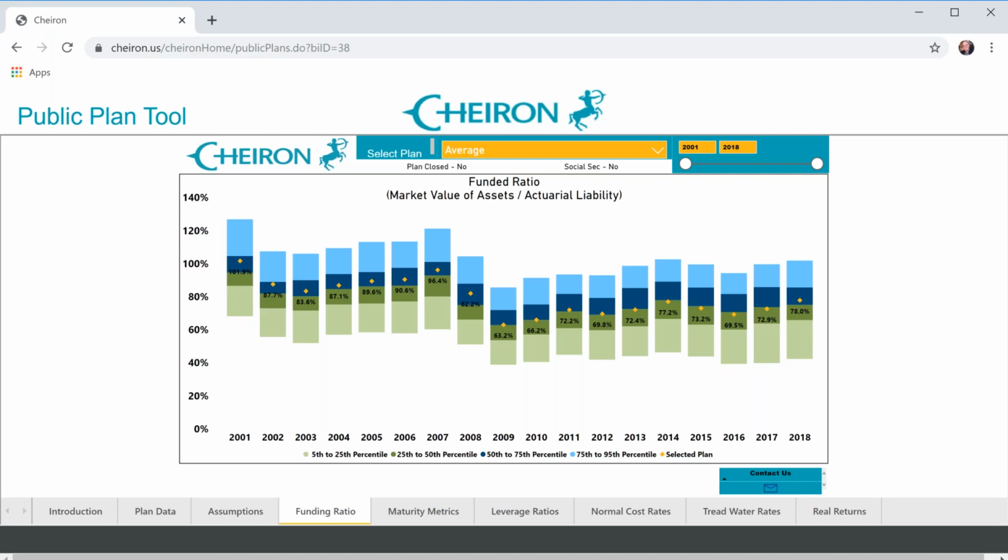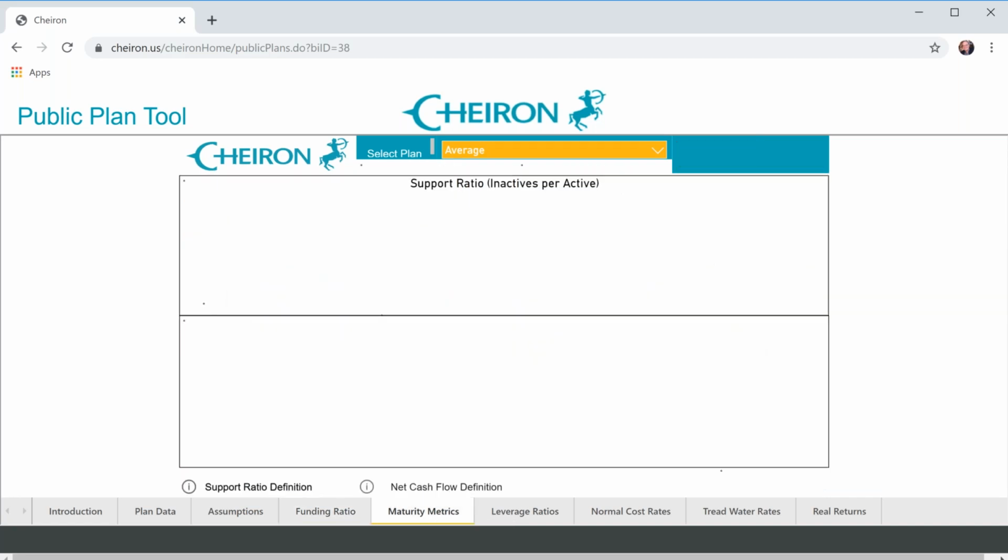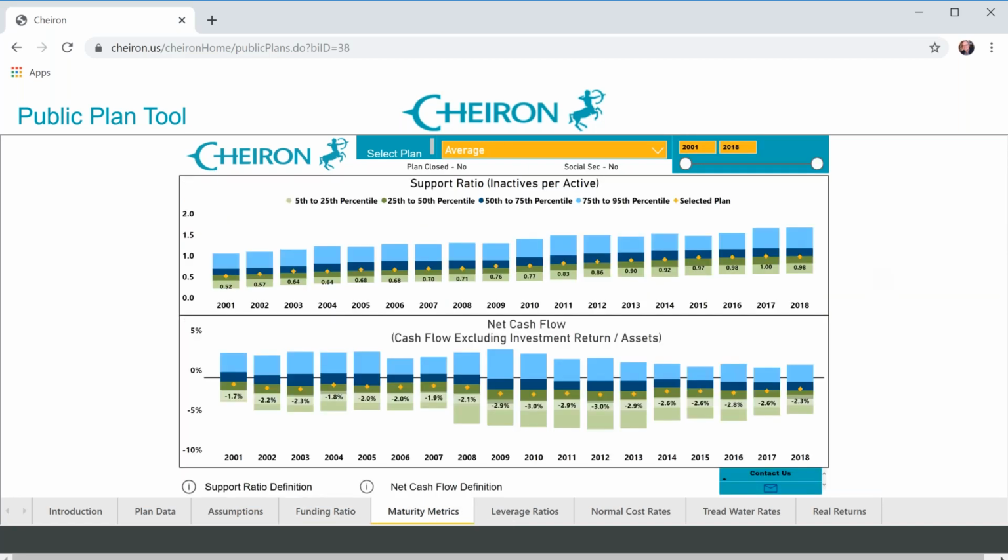So at this point, I'm going to turn it over to Bill, and I hope this handoff works. Bill, if you can unmute your phone. Thanks, Gene. I'm going to talk about the next couple tabs.